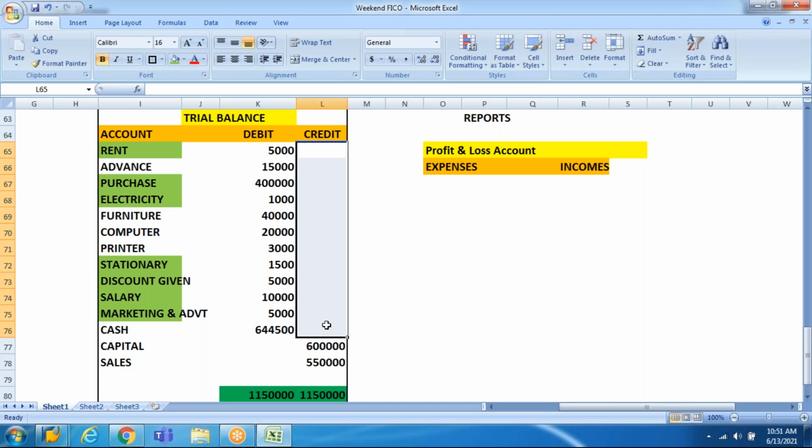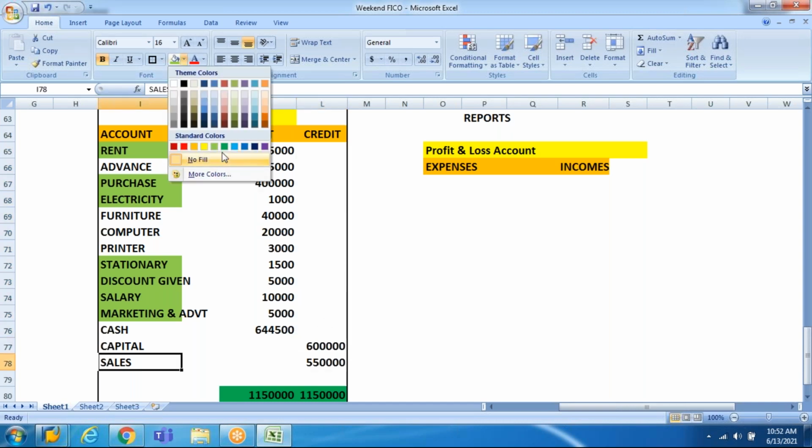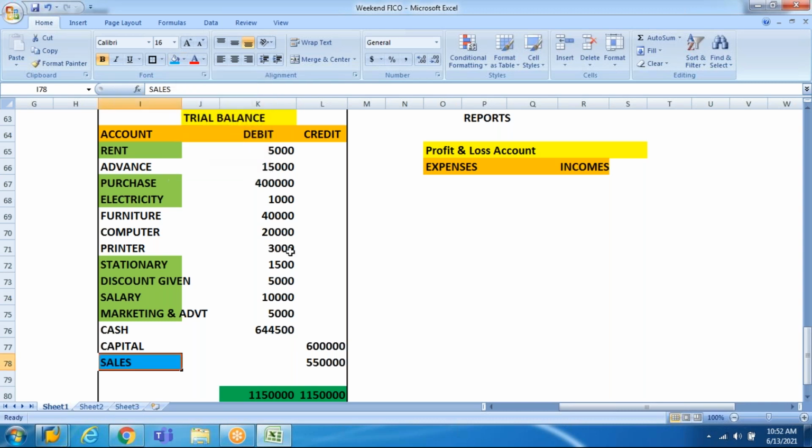Is any income account there? What is that? Sale. Right. So let me take a different color for income. Okay. So only one income, correct? Now, can we identify the assets?